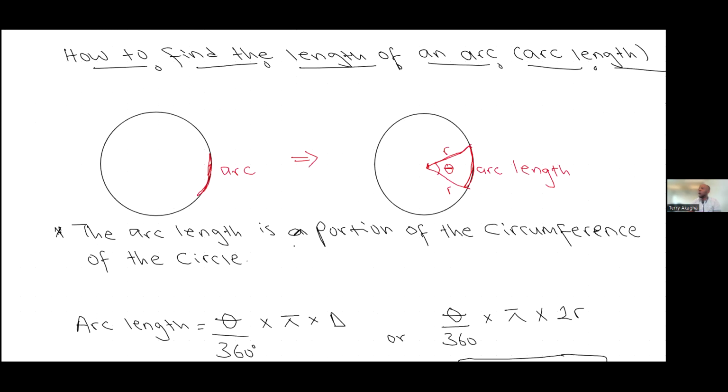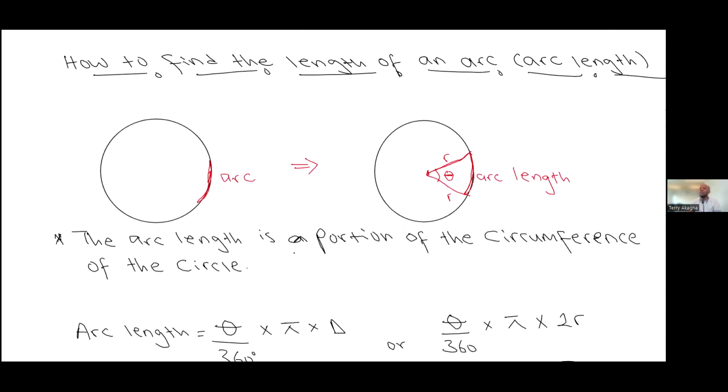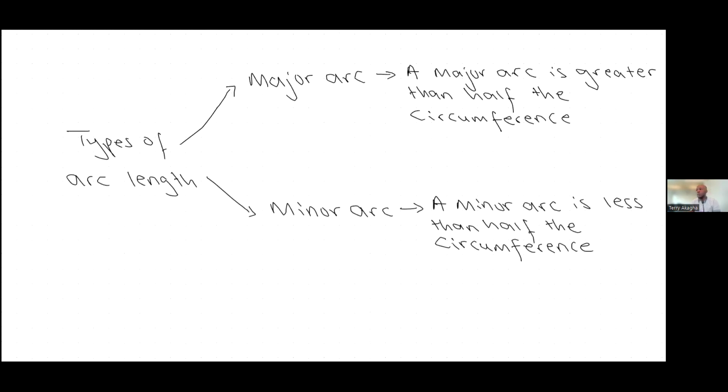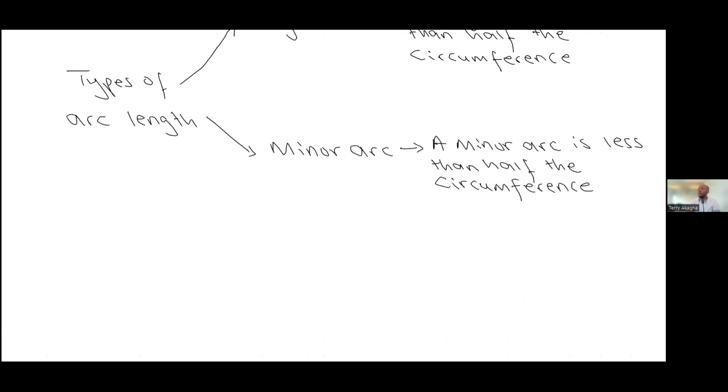And I also made you understand that they have two types. The first type, we have the major and the minor arc. I explained that to you. The major arc is when the arc is greater than half the circumference, and the minor arc is when it's less than half the circumference. So the next step will be now, how do we solve this?